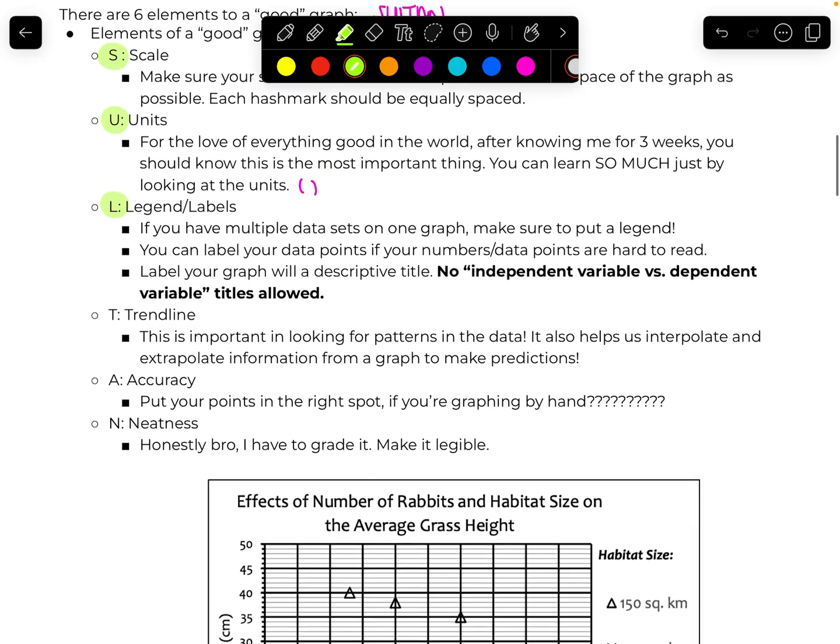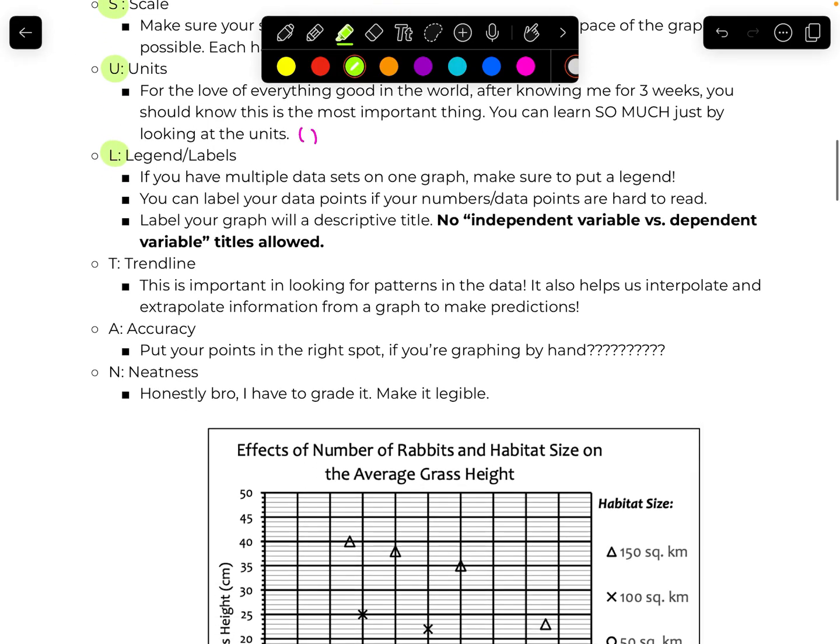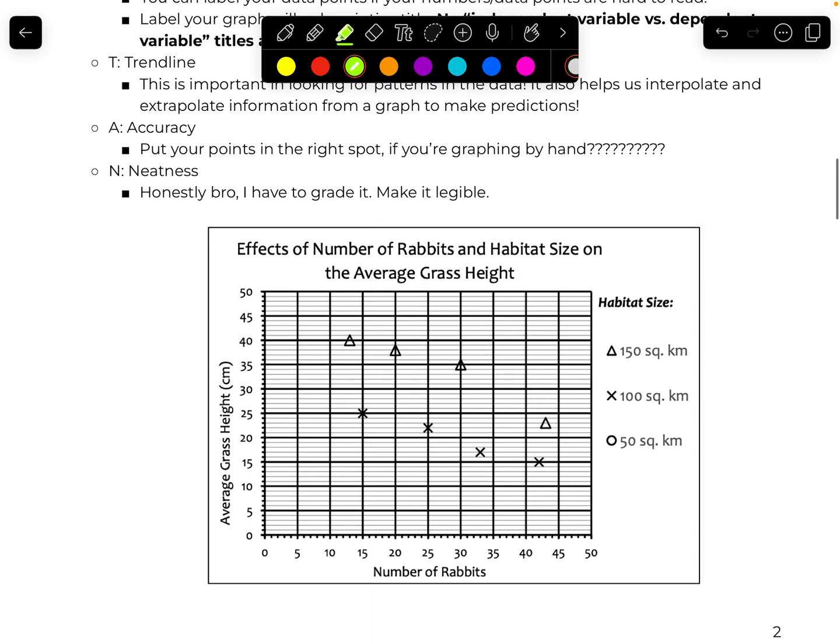Next up is your legend or labels. That's your L here. If you have multiple data sets on one graph, please make sure you put your legend. I'm going to draw your attention to this graph down here. I'm going to use this graph again, so we're not actually going to use it on this page, but I wanted to use it as an example here. This would be this group's legend, the habitat size. So it's showing you that there's multiple data sets that are on this graph. If you have multiple data sets, you've got to put a legend so people can clearly see what the heck's going on.